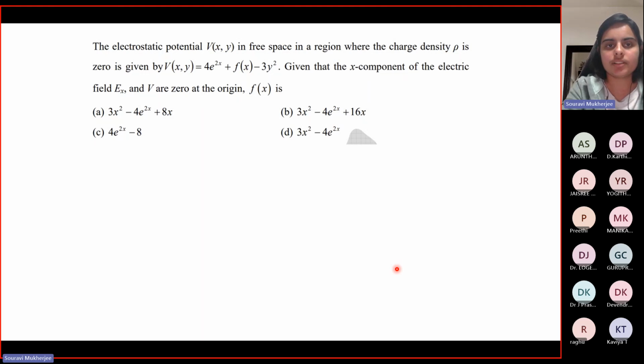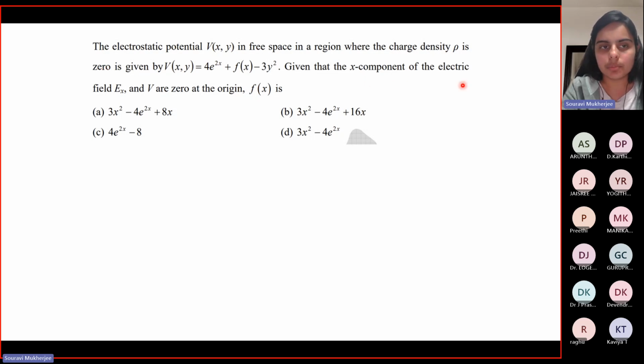So now let us move to some numerical questions. Here in this question, you have the electric potential in free space, and you have the expression for the electric potential with a functional form f(x), which is not known. You have to find f(x), okay? And what are the conditions that are given? It is said that the charge density rho is 0, okay?